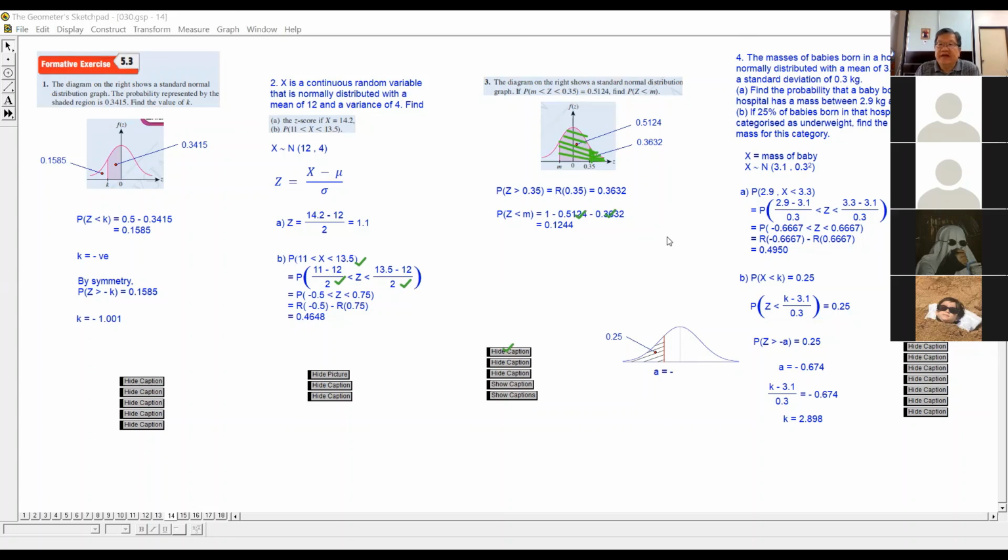So this is the case. They want us to find the probability, that's all. No need to find the value of M. If you want to find the value of M, you have to make sure that you add a negative sign there, because M is negative. But here they ask find the probability of Z less than M. So this is the answer already.